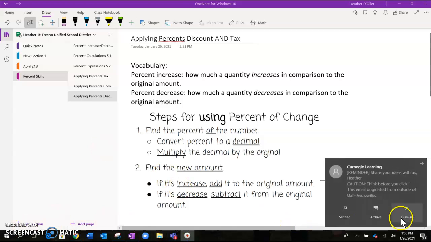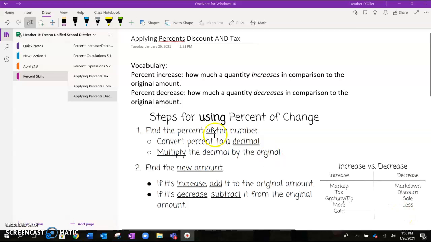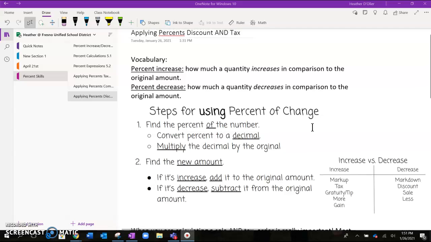I am going to explain to you what to do when you have a discount and tax, which happens a lot in real life, so make sure you're buckled up and ready for it. So, discount and tax are two different things. One is a percent increase, while the other one's a percent decrease, and we'll look at which one they are. But they are percents of change. So the first thing we got to do is find the percent of the number. Convert the percent to a decimal and multiply the decimal by the original. Then, if it's an increase, add it to the original. If it's a decrease, subtract it from the original amount.